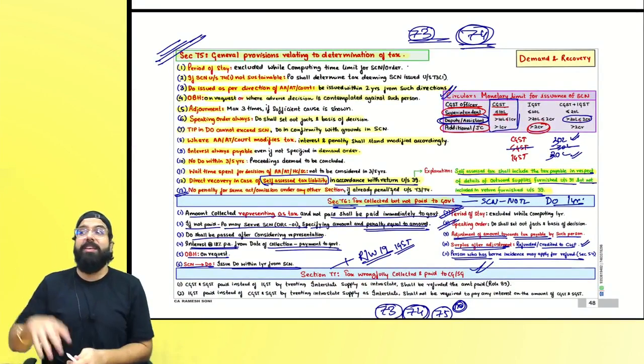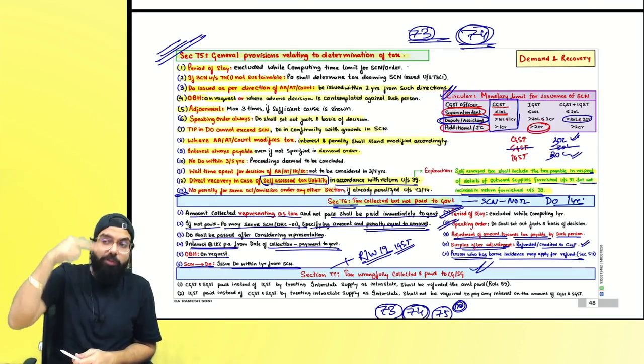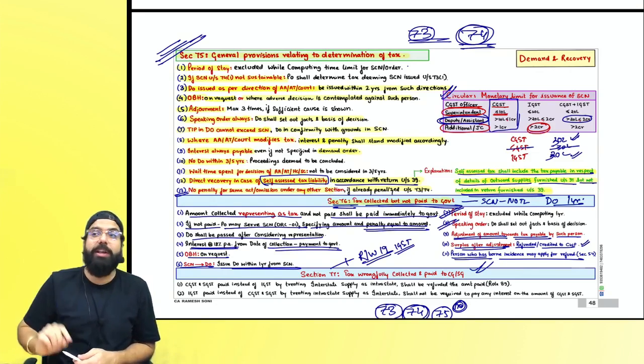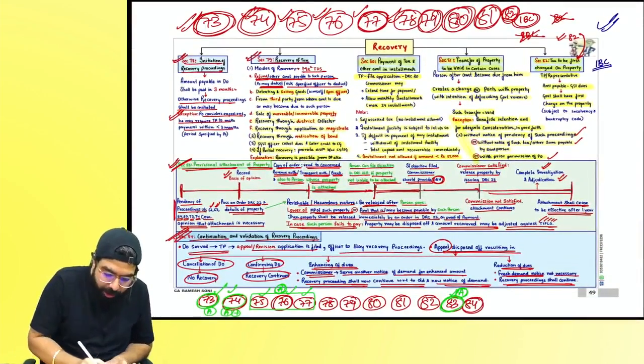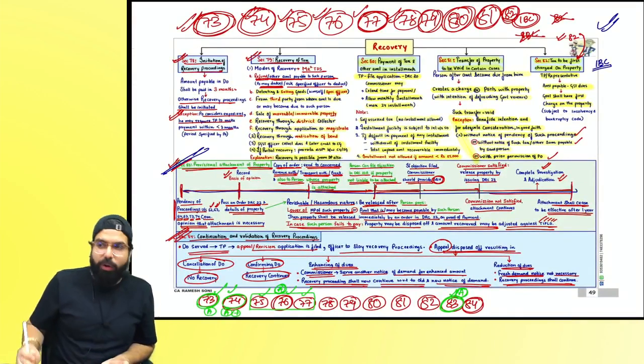What do you mean by self-assessed tax? If you have shown something in your GSTR 1 or IFF but not shown that amount in your GSTR 3B, then that's your self-assessed tax, and for that direct recovery will be done. And one more amendment which they have done is provisional attachment, for which I have given you the whole flow over here.